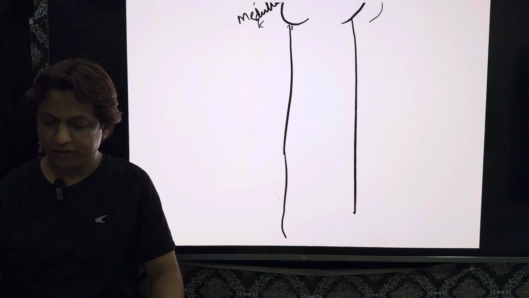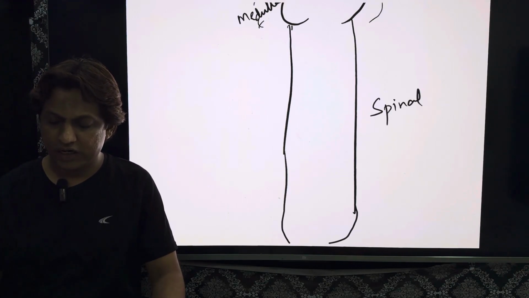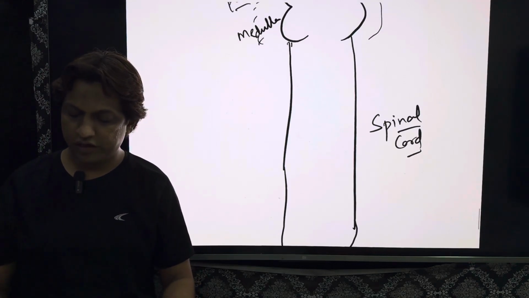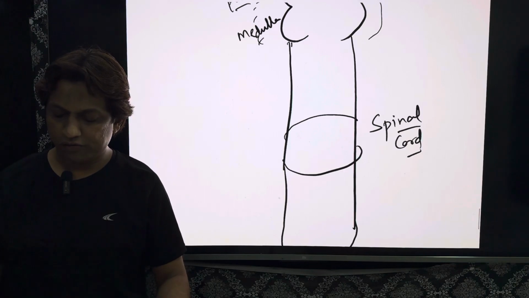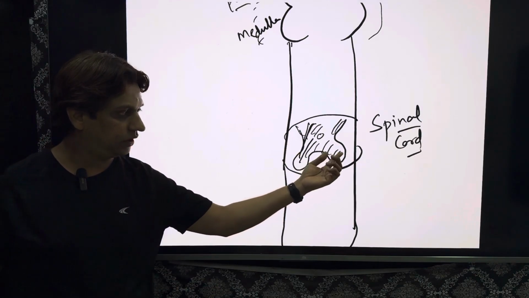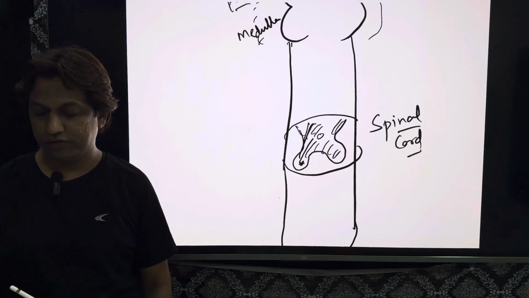Spinal cord. I am just drawing disproportionately, not a good neat anatomical diagram, just to understand the concept. I'll just draw a cut section of the spinal cord also. The gray matter will be present at the center of the spinal cord, and the white matter will be at the periphery. Here there will be the anterior horn cells.